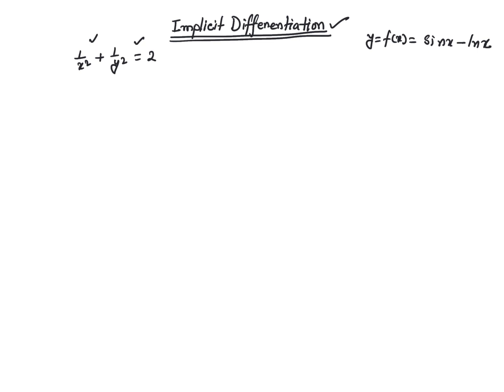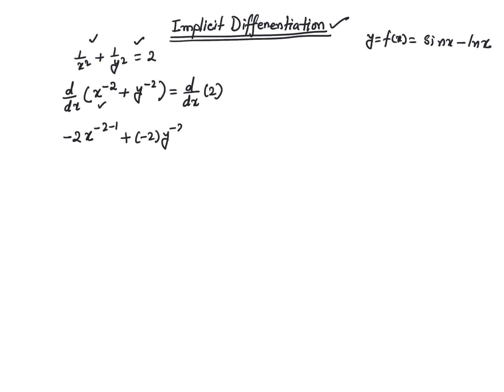And if I do that, this is what I'm going to get, d over dx. I'm going to rewrite it slightly. 1 over x square is the same as x to the power negative 2, and 1 over y square is the same as y to the power negative 2. Now take the derivative of the right side with respect to x. Using the power rule, I'm going to get negative 2 times x to the power negative 2 minus 1, which is x to the power negative 3, plus negative 2 times y to the power negative 2 minus 1.